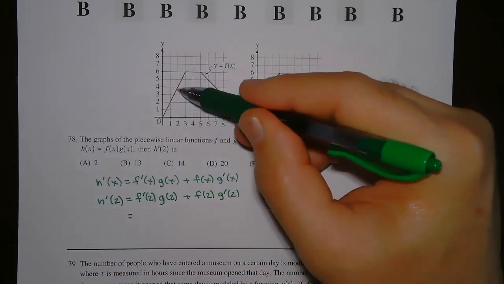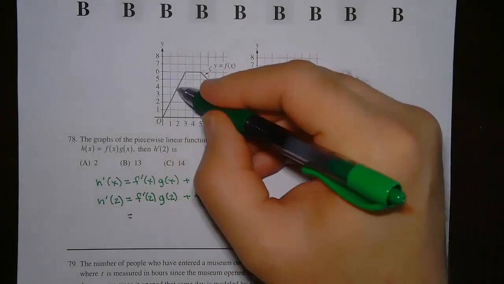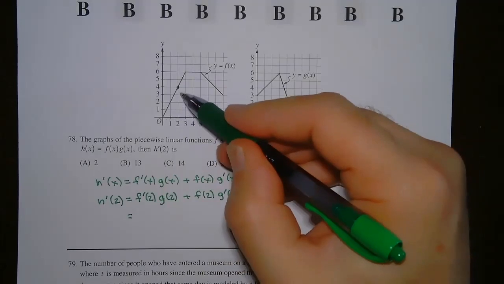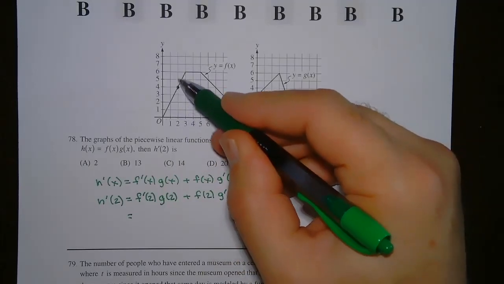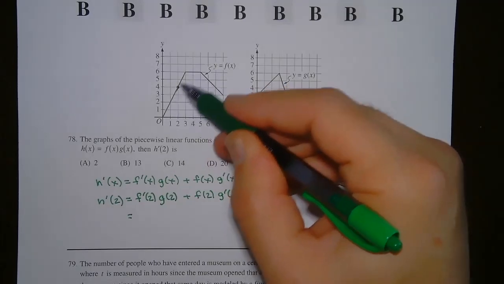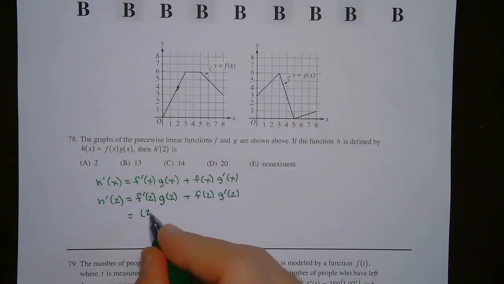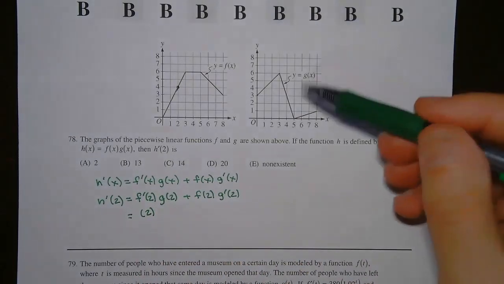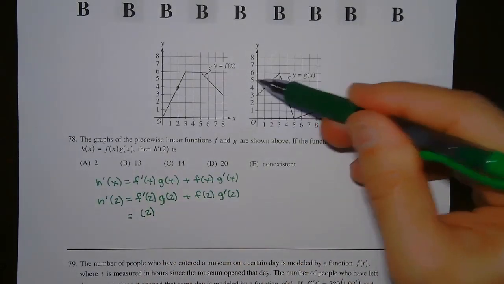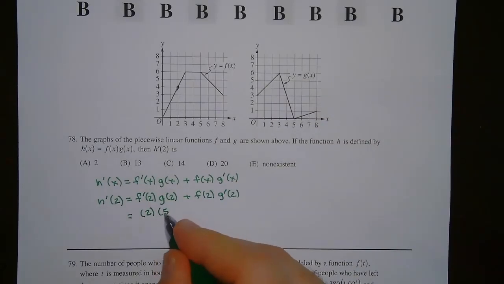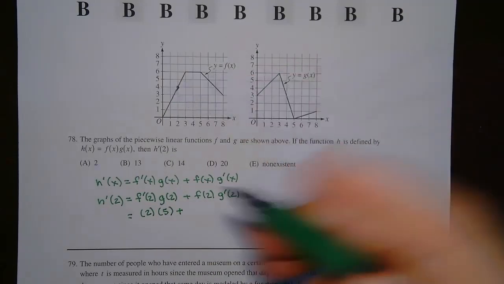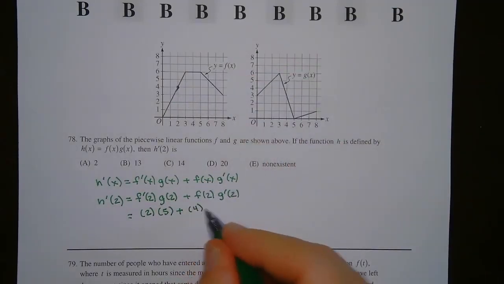Okay, so right here is 2. What's the slope right here? Okay, it's nice because this is going by ones, right? So it's going to go up 2 and right 1. So the slope on either side is 2, right? So this would be 2 times g of 2. And if you look, g of 2 is just the value of the function at 2, so that would be 5. So this would be 2 times 5, and then plus f of 2. f of 2 is 4. That's just the function value at 2.